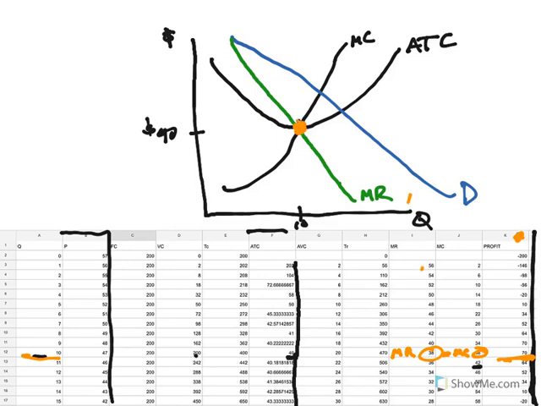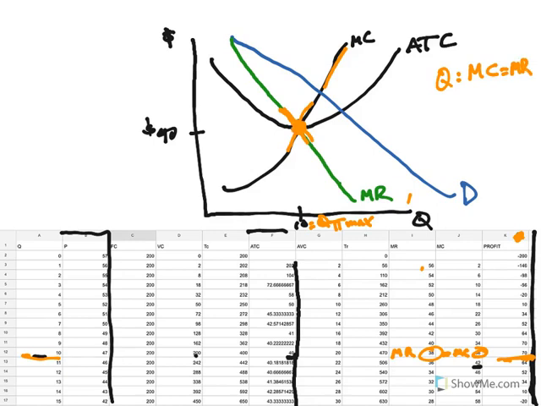I want to make a quick note. It's the profit maximizing quantity, not because it's the intersection of marginal cost and average total cost. It just happens to fall there. But this is the quantity where our marginal cost curve and our marginal revenue curve are intersecting right there. So it's the quantity where marginal cost is equal to marginal revenue.